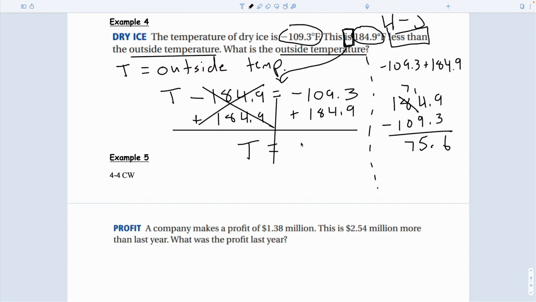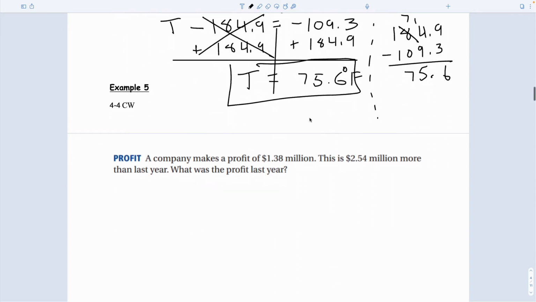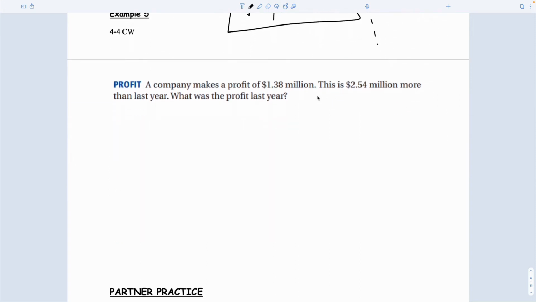Is this a positive or negative number, Paige? Look at it again closely. Yeah, it was positive. So you just found the outside temp. It is 75.6 degrees. Does that make sense? Because this is 184 less than. Well, yeah, because dry ice should be less than the temperature outside, and the temperature outside is more. So that works. Last example.